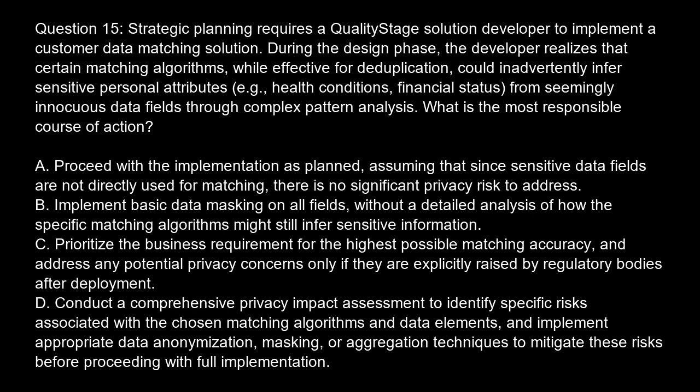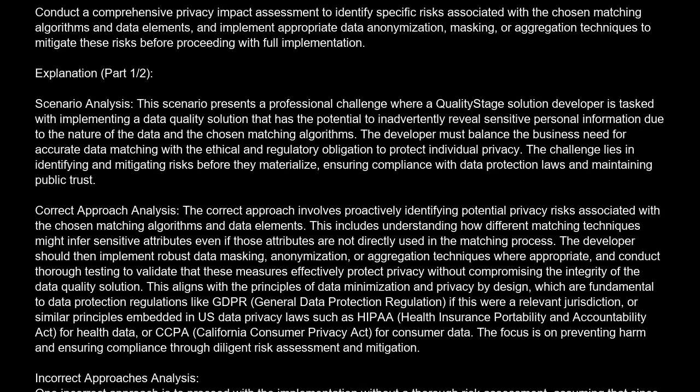Option D. Conduct a comprehensive privacy impact assessment to identify specific risks associated with the chosen matching algorithms and data elements, and implement appropriate data anonymization, masking, or aggregation techniques to mitigate these risks before proceeding with full implementation. The correct answer is D. Conduct a comprehensive privacy impact assessment to identify specific risks associated with the chosen matching algorithms and data elements, and implement appropriate data anonymization, masking, or aggregation techniques to mitigate these risks before proceeding with full implementation.